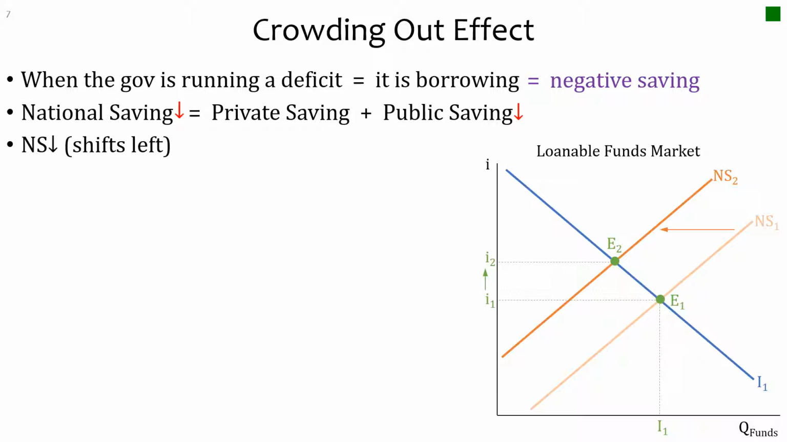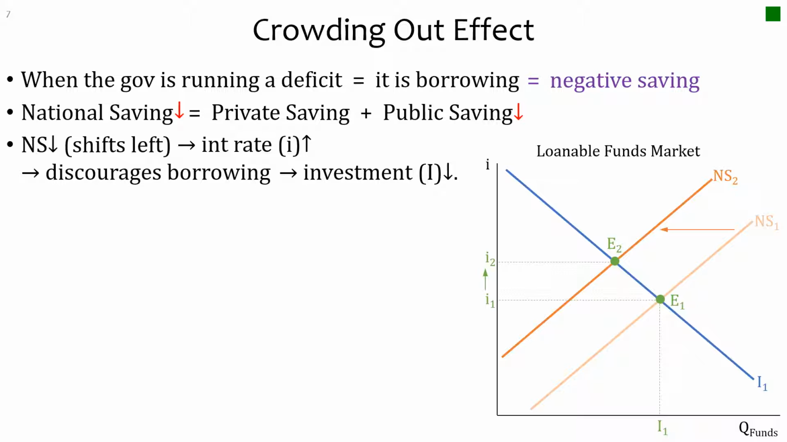If there is less amount of saving available, it means less loans available, less funds available for loans. So if somebody wants to borrow, it's going to be more difficult to find some funds. The interest rate is going to go up. It's going to discourage borrowing. So the investment is going to go down. So if you look at your graph, the investment is going to drop to I2. All right, so that's fairly intuitive.